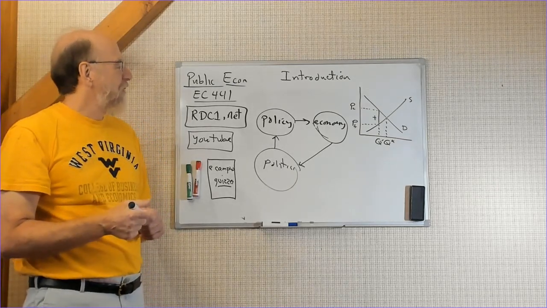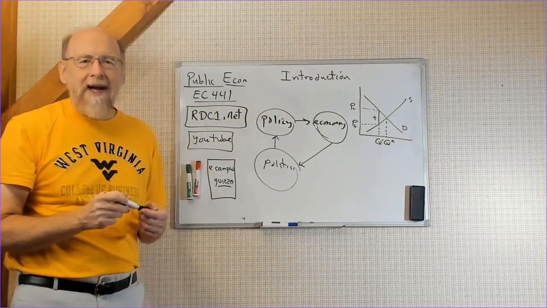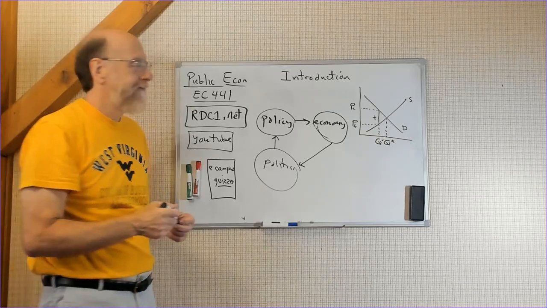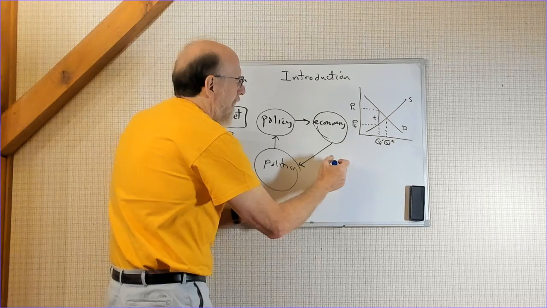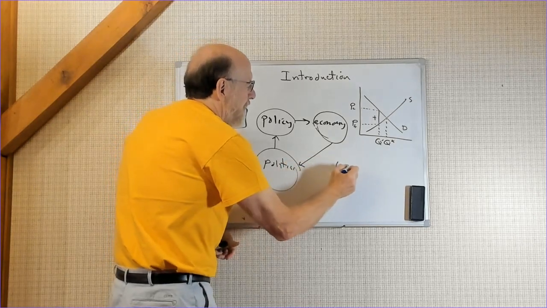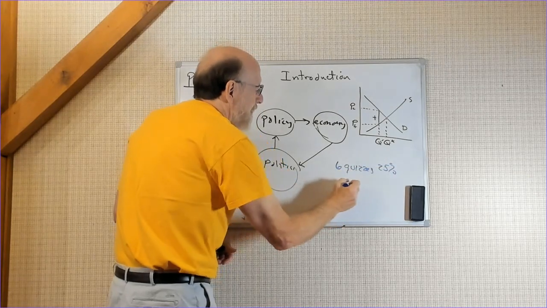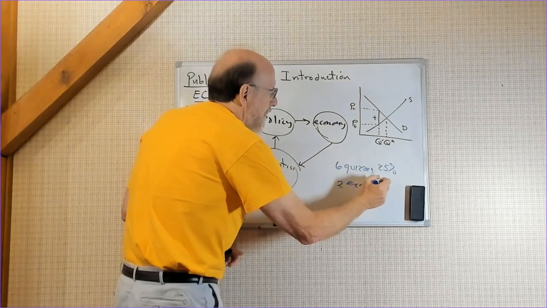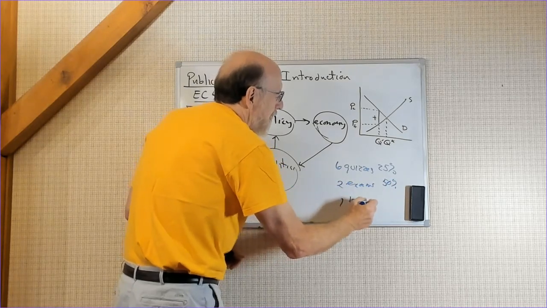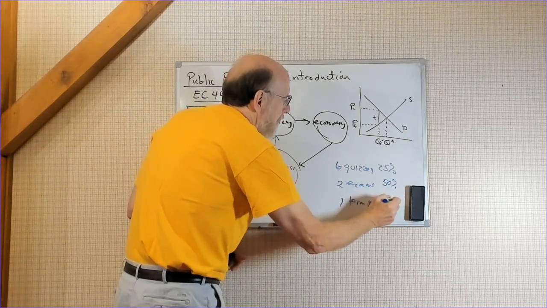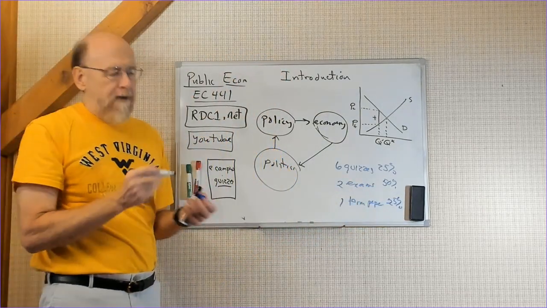So here's a triple and here's a triple. The other triple we have is the way your grades are determined. The grades are determined by the 6 quizzes, 2 exams, and 1 term paper.